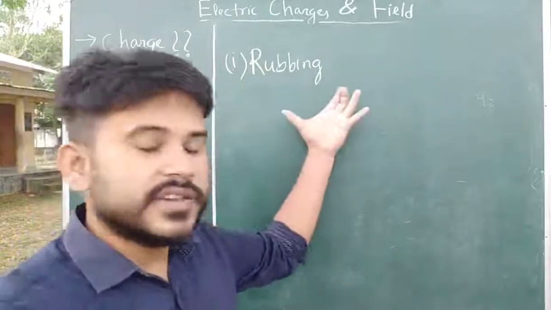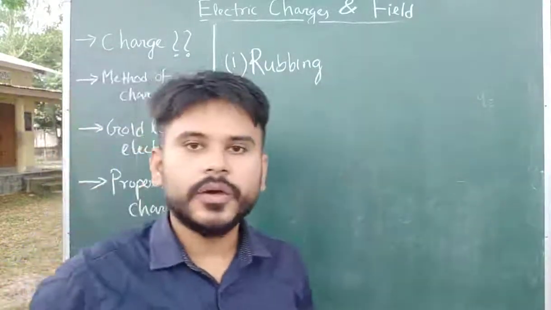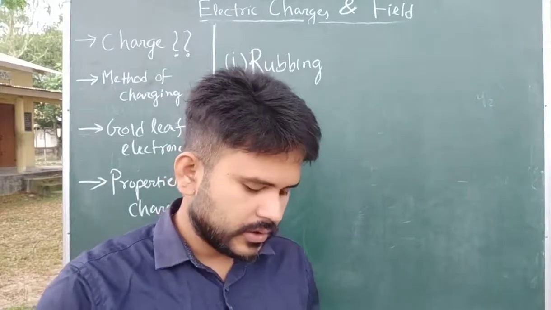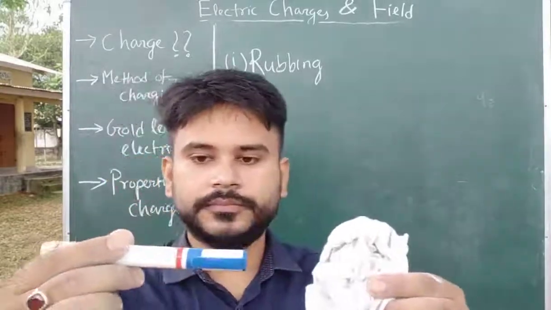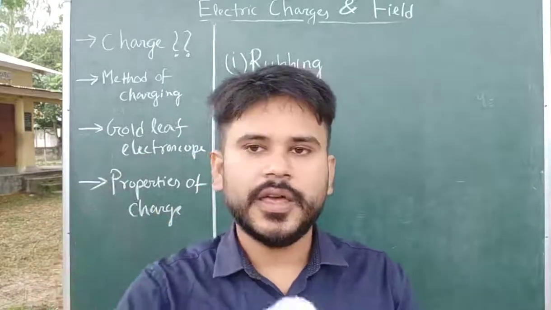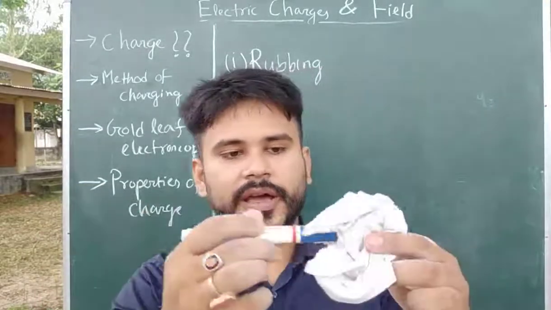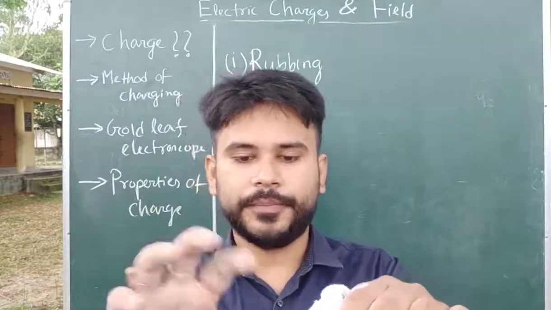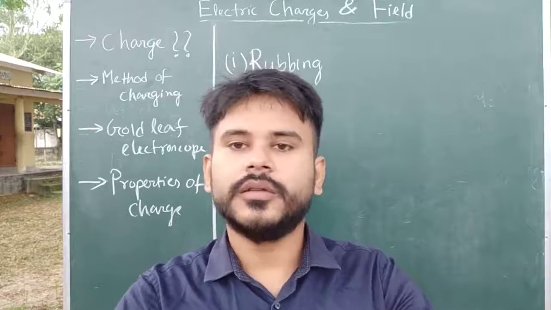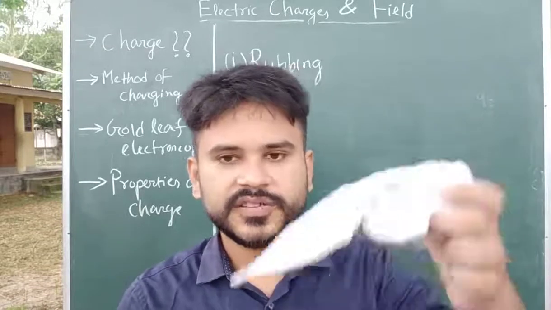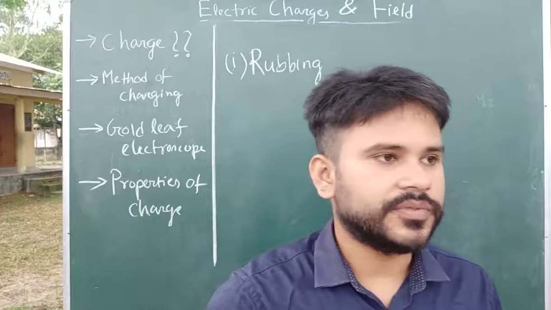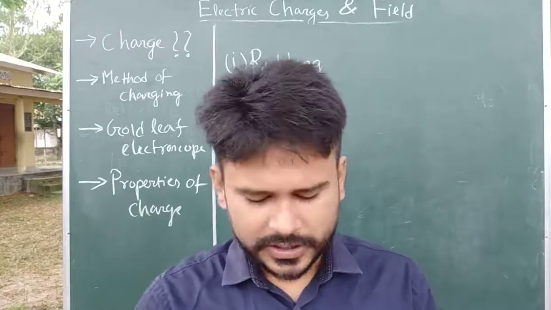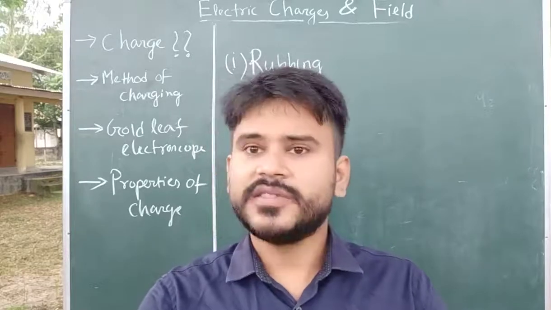Our first technique is rubbing. By rubbing, we can get charged. Suppose this is a glass rod and this is a silk cloth. If I rub the glass rod with the silk cloth, then the glass rod will acquire some positive charge and the silk cloth will acquire some negative charge due to friction.